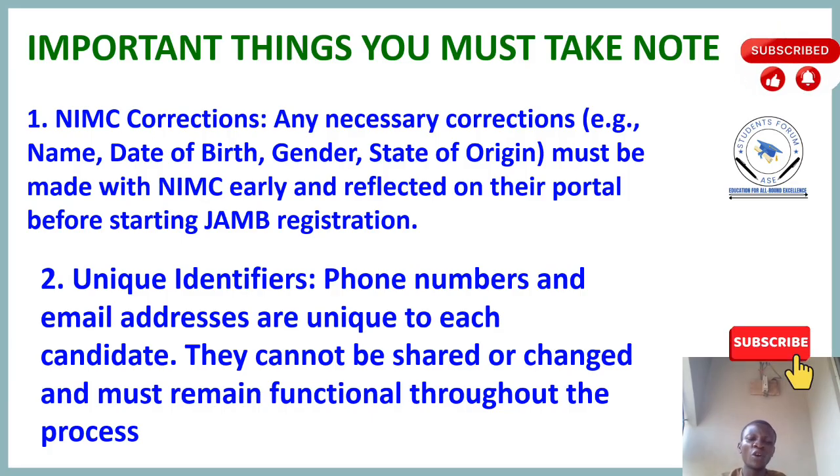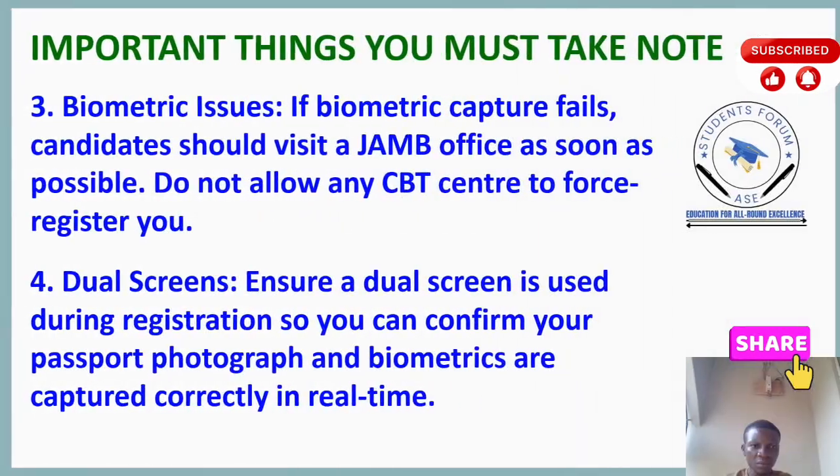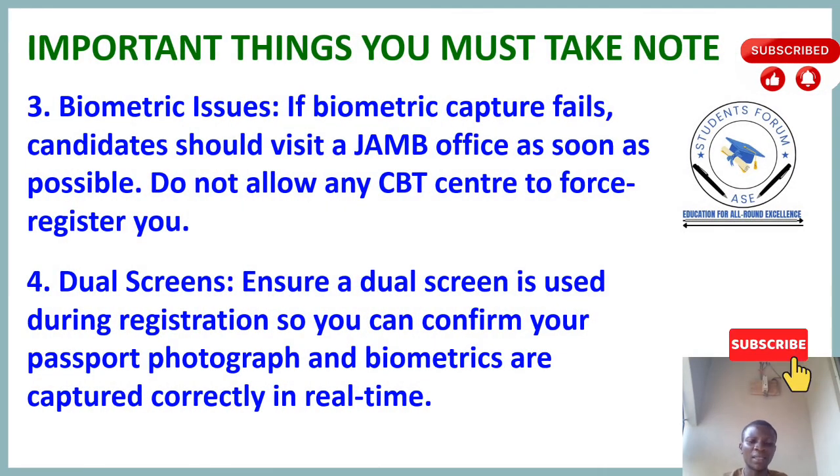Another thing you also have to know is the unique identifier. It means that your phone number and email address are unique to each candidate. You cannot use another person's email address. You must create a personal email address for yourself. Don't use your daddy's email address, don't use your mommy's email address. Create a personal one for yourself. You must have a unique email address when you want the profile code for registration.